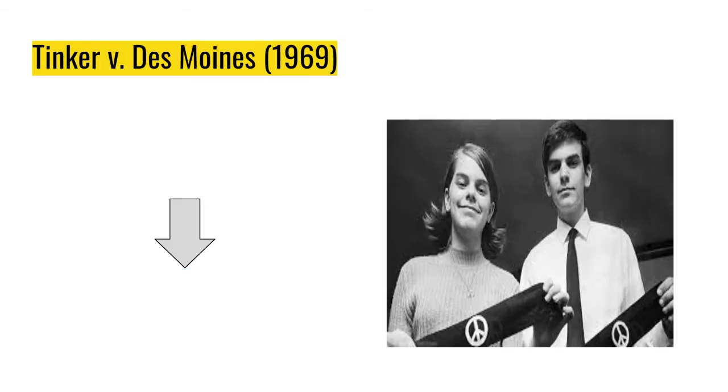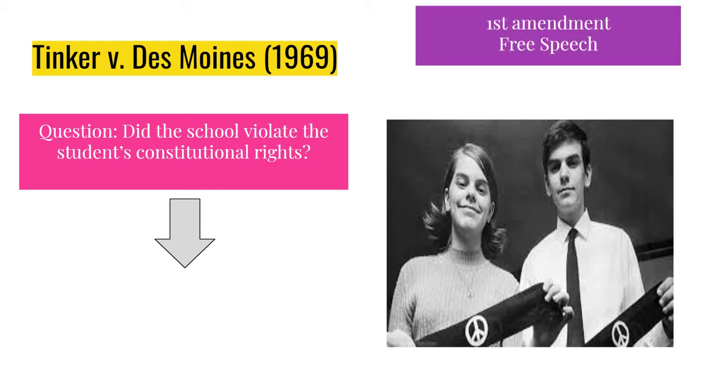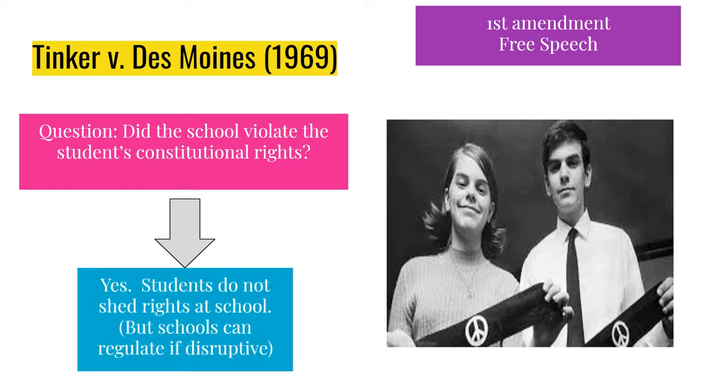The Tinker v. Des Moines case was in '69, a little bit later on. This involved free speech as well. This was the Iowa school district essentially suspending the two Tinker students on the right for wearing their black armbands meant to protest the Vietnam War. This is symbolic speech, but it's still speech, so it's a First Amendment free speech case. And the Supreme Court said that yes, the school district did violate their rights.